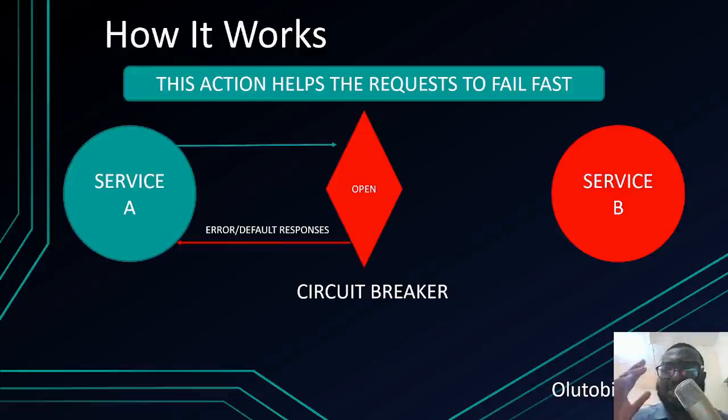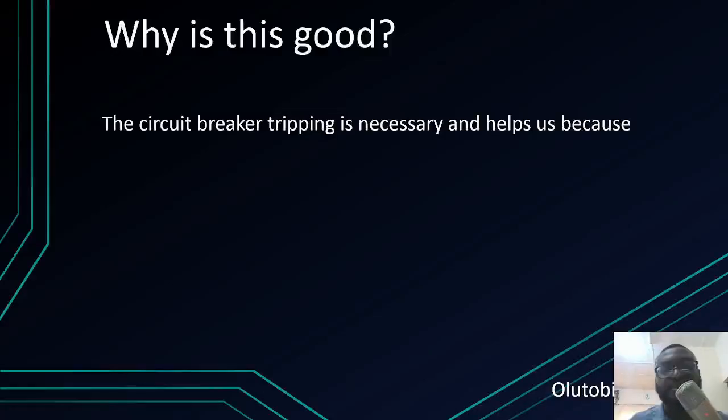So the request fails fast, and then the thread that made that request, the thread that was used to send that request, is free to handle another request. So service A is not going to run out of threads because threads are waiting on service B, and service B is also not going to be overloaded by requests when it becomes healthy again. So you can see how the circuit breaker helps us to mitigate against the two risks that we discussed earlier, right? So that is how the circuit breaker works.